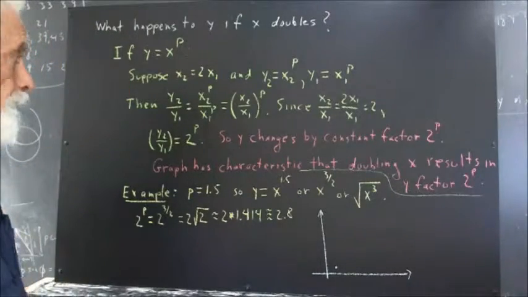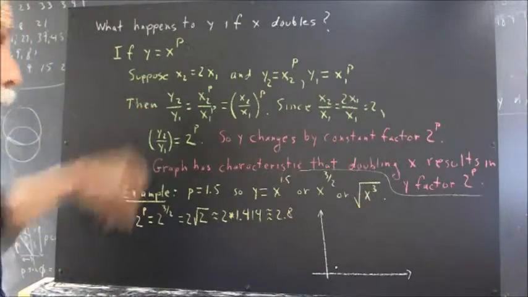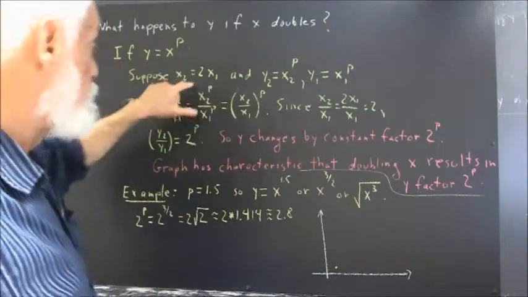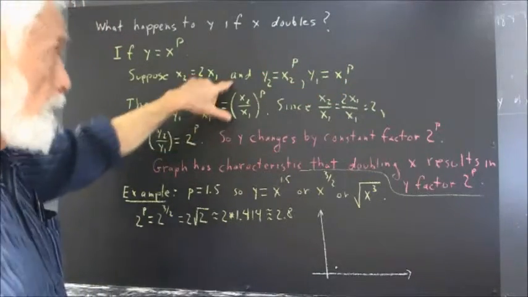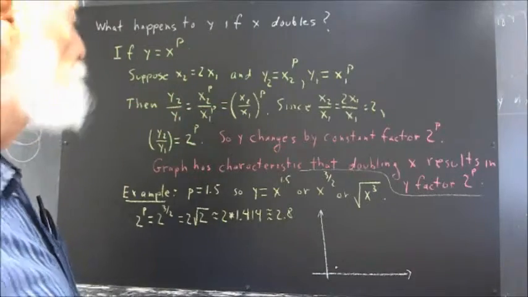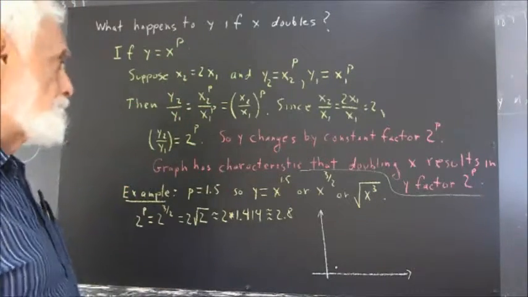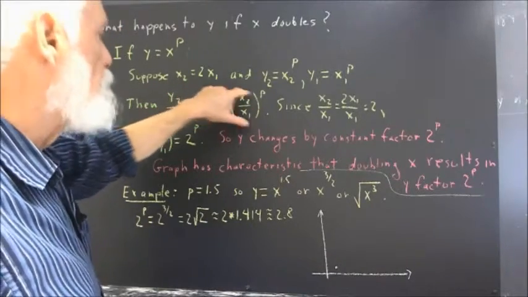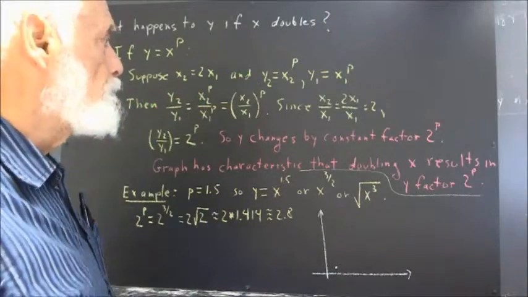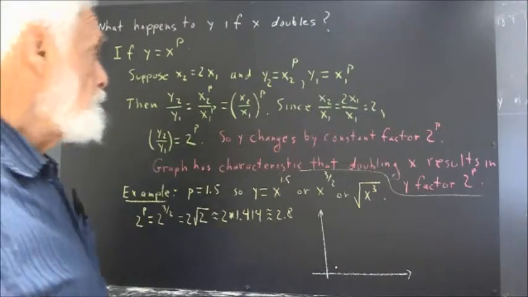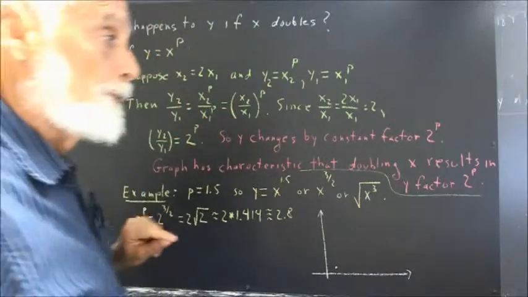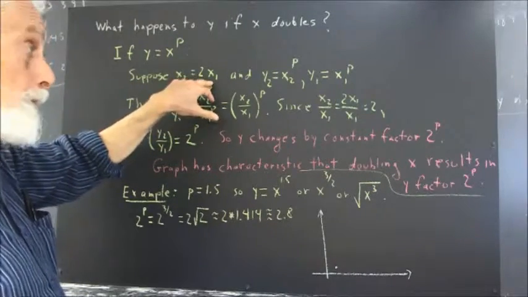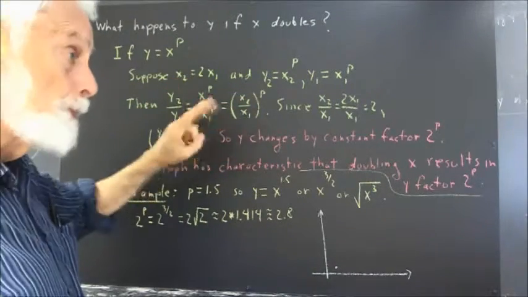Well, it follows then that the ratio y2 over y1 is what? It's x2 to the p divided by x1 to the p. And that, by some simple rules that should make sense to you in a deep sense, is equal to the quantity x2 over x1 raised to the p. But of course, what's x2 divided by x1? Well, intuitively, we chose x2 to be twice as big as x1, so x2 over x1 has to equal 2.